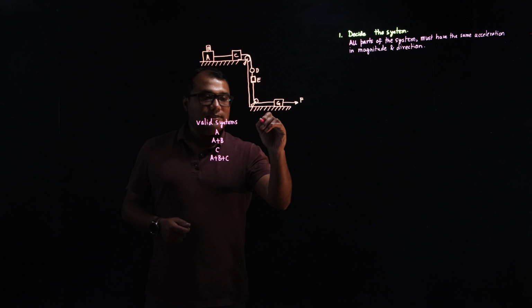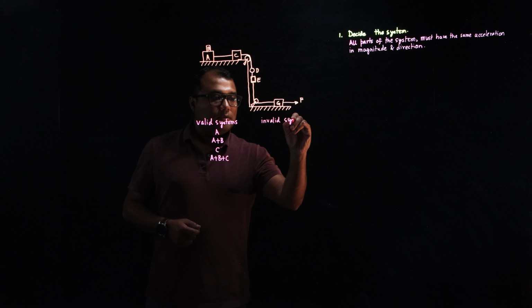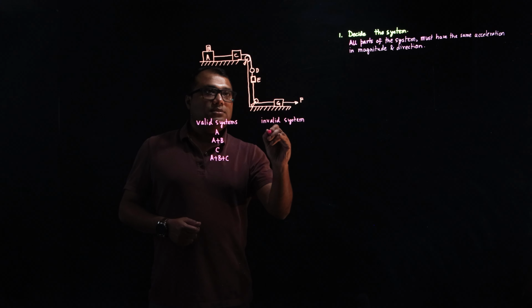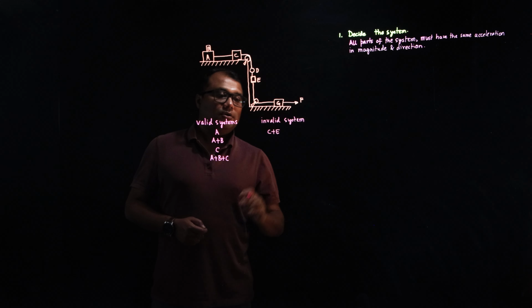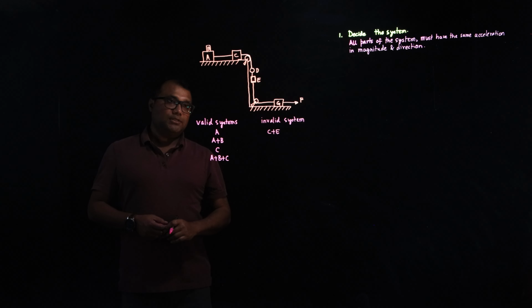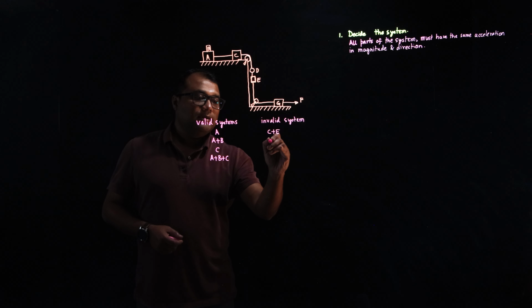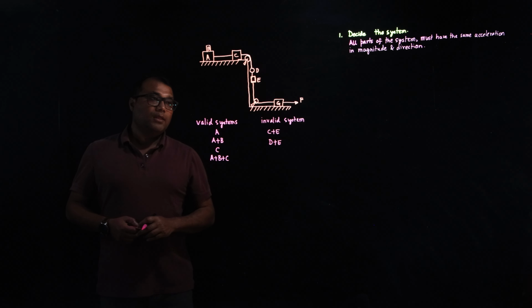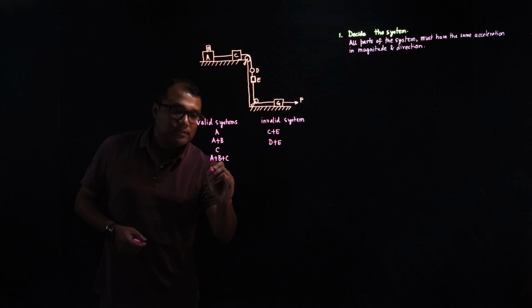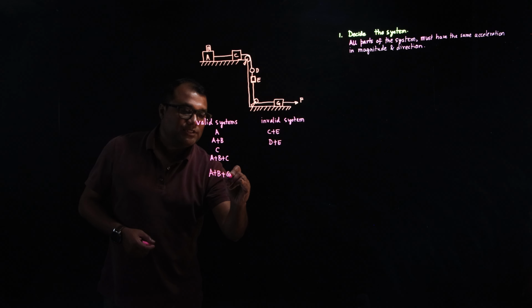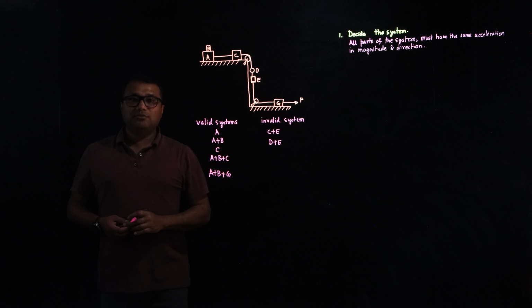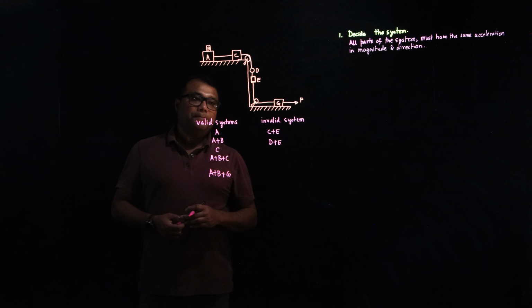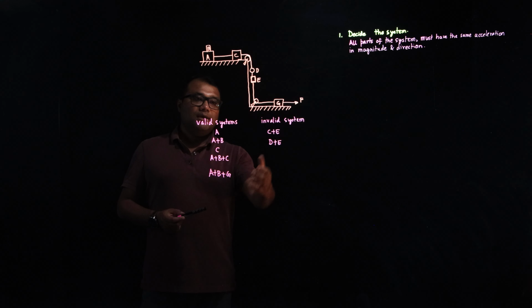So, invalid system, I can write, let's say C plus E is an invalid system because both of them have different accelerations. Similarly, the disk D plus E is also an invalid system because the disk D will have a very different acceleration than E. Okay. Now, another valid system could be A plus B plus G, because G again has the same acceleration in magnitude and direction as A, B and C. Okay. So these are valid systems and invalid systems.